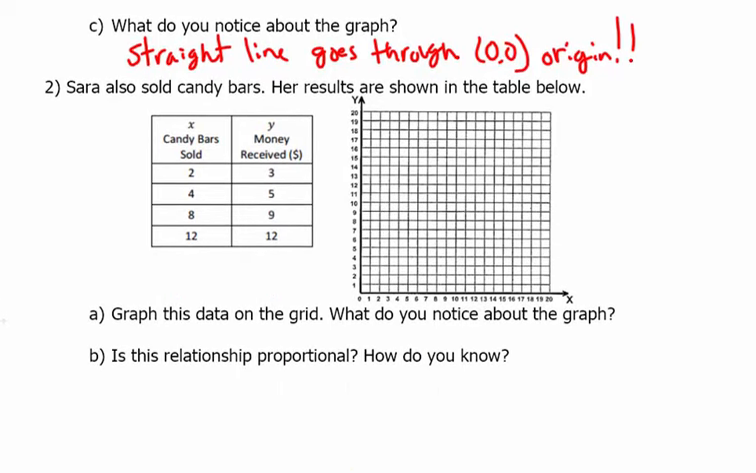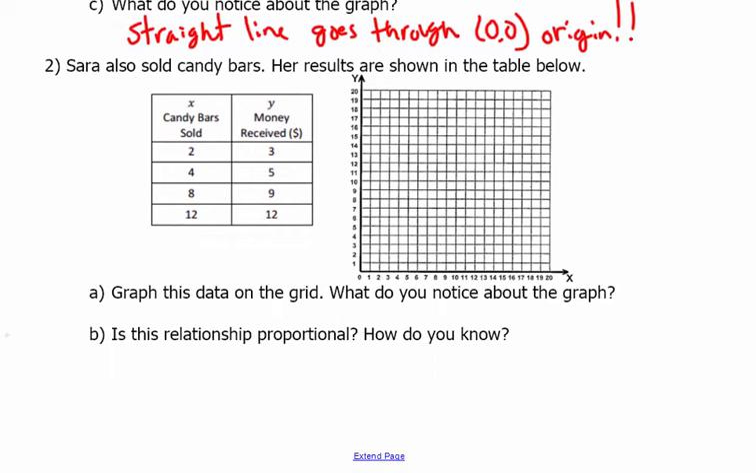Number 2, Sarah also sold candy bars. Her results are shown in the table. Again, money received, candy bars on the X-axis. Graph this data. 2 candy bars, $3, 4 for 5, 8 for 9, 12 for 12. And when we try to graph this, I'm going to graph it backwards. We'll notice that it can't be connected with a straight line. They're off a little bit, and it does not go through the origin.